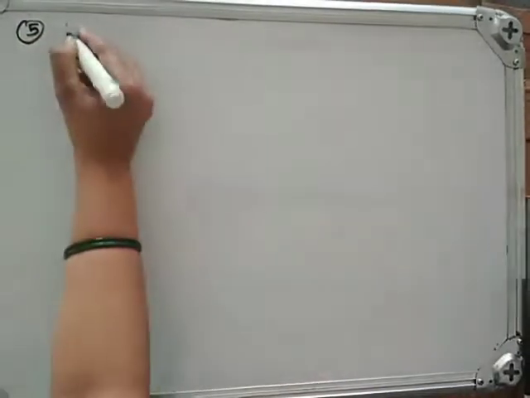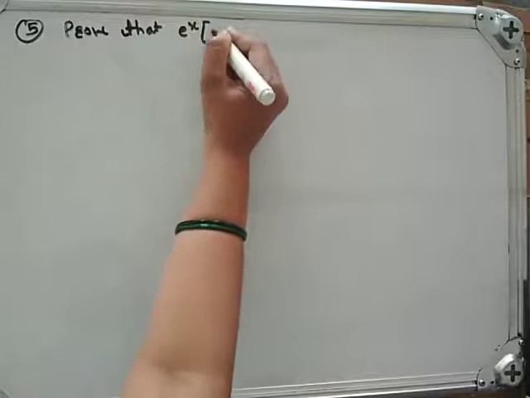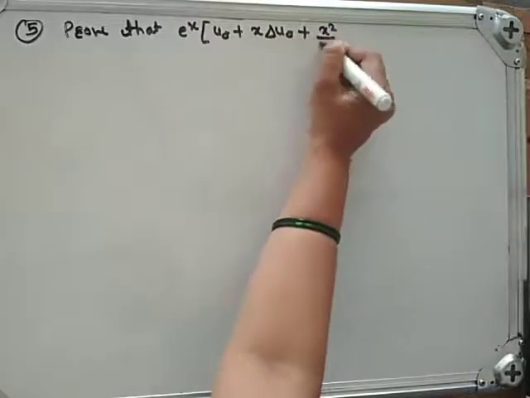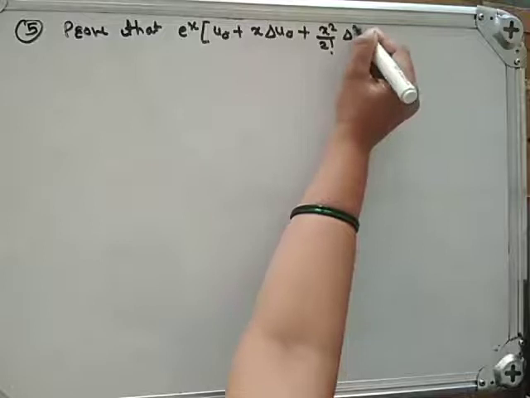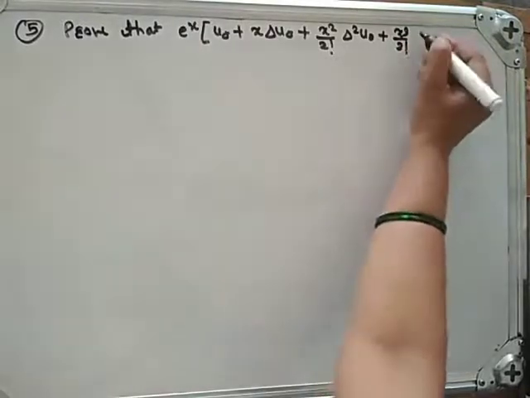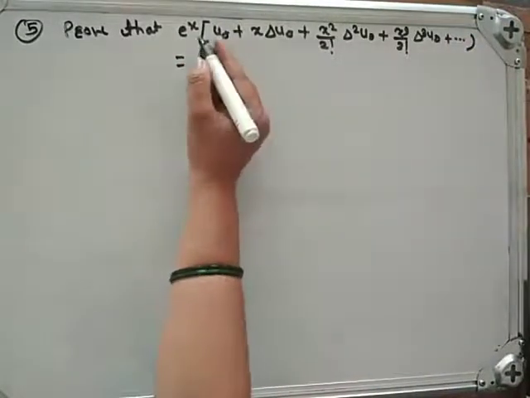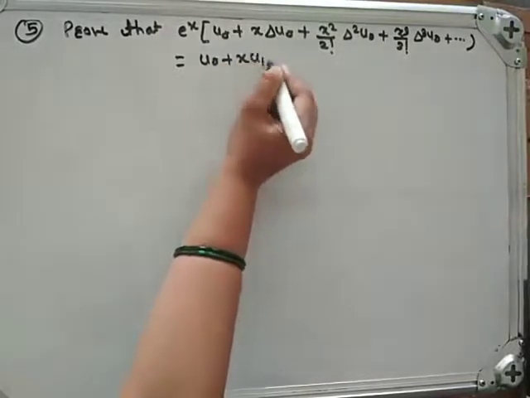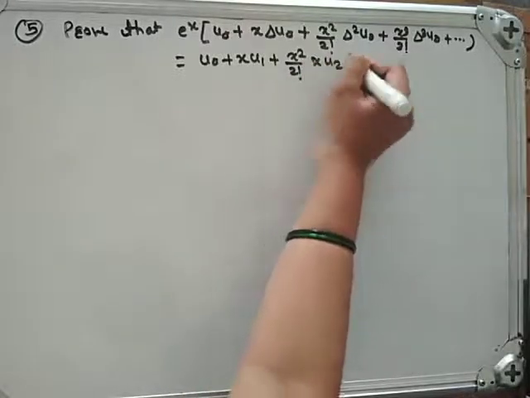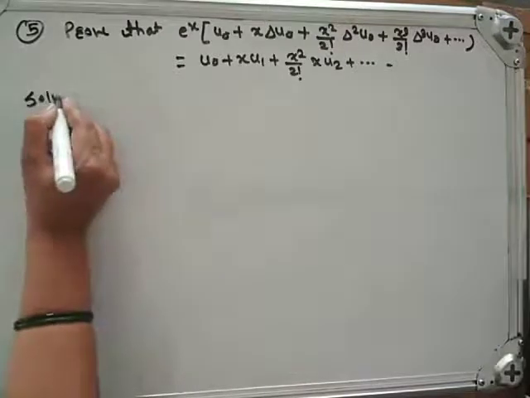Example number 5. Prove that e raised to x into u0 plus x into delta u0 plus x square upon 2 factorial delta square of u0 plus x cube upon 3 factorial delta cube of u0 plus and so on is equal to u0 plus x u1 plus x square upon 2 factorial into u2 plus and so on. Okay, let us see the solution.